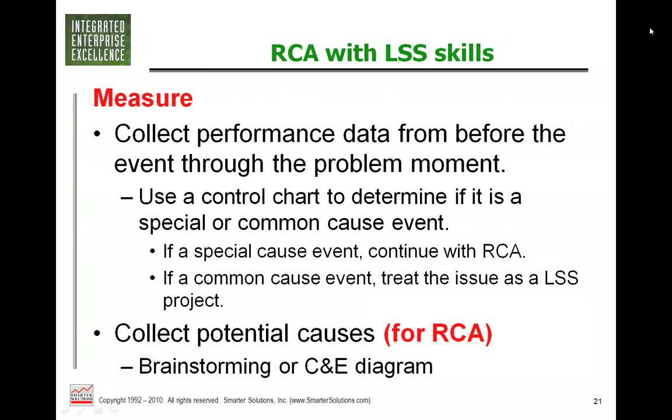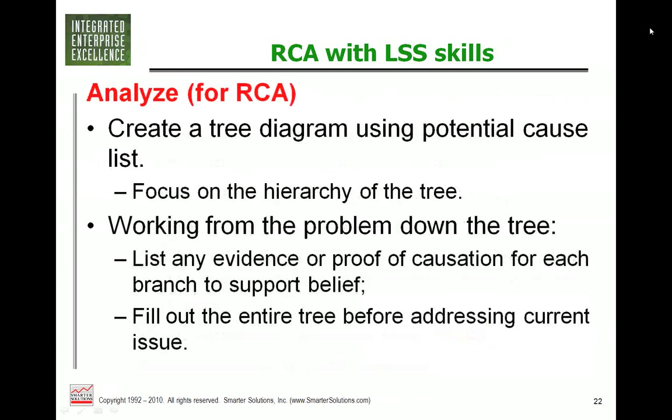So once I get that, the next step is collecting potential causes. We can use brainstorming, cause and effect diagrams, or whatever. But in the absence of anything, you start out with your corrective action team and ask, what could have caused it? Make the list, just like we would for a project. Then I get to analyze.